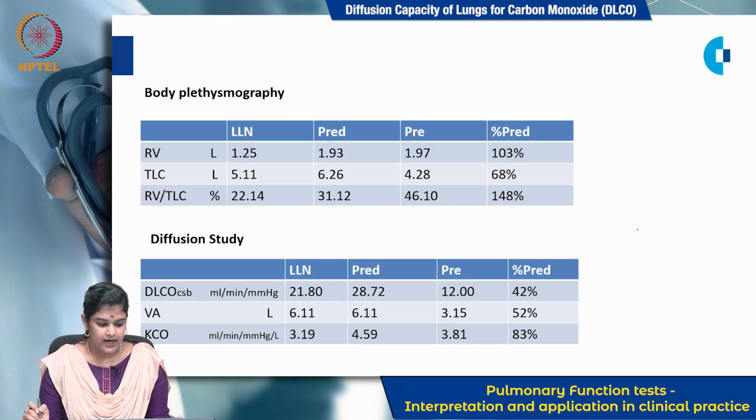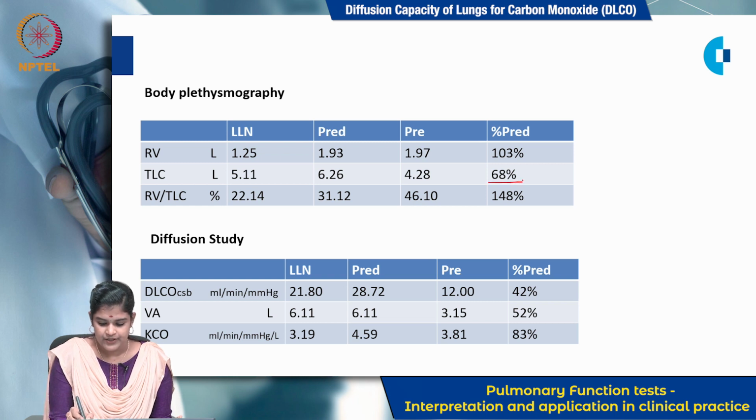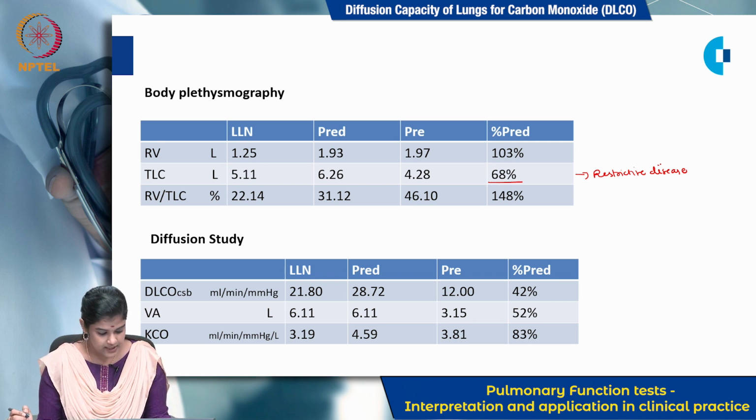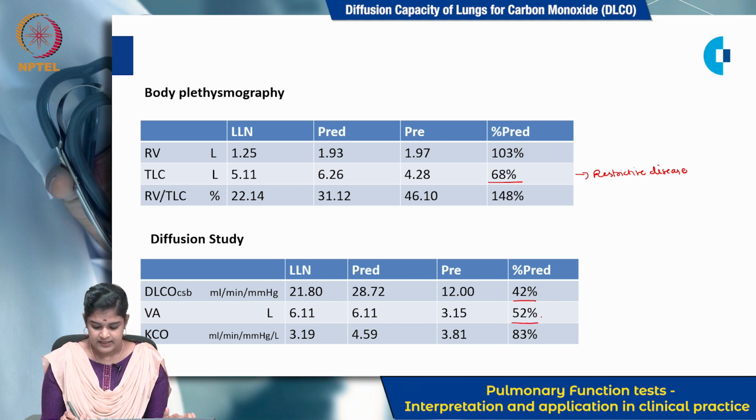Now let us take a look at the body plethysmograph report. TLC is reduced and this confirms the restrictive disease. Now let us take a look at the diffusion study report of the same patient. DLCO corrected to hemoglobin is 42%. Next step is looking at the VA. This is again reduced. Next step is looking at the KCO, which is fairly normal.